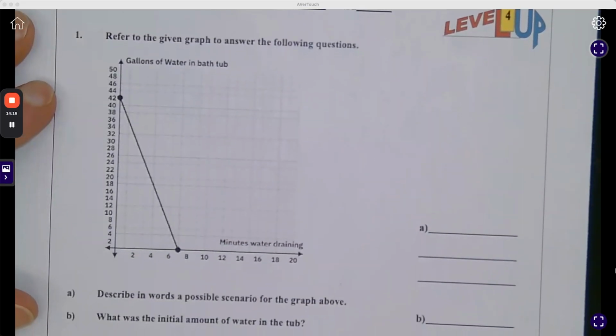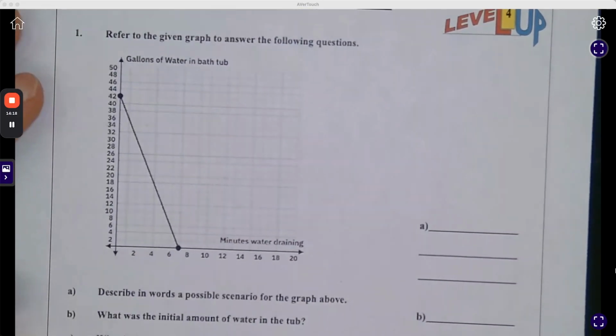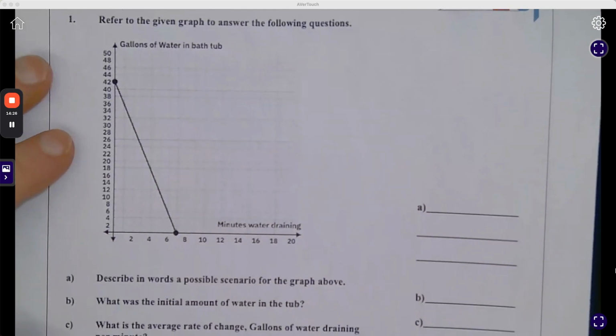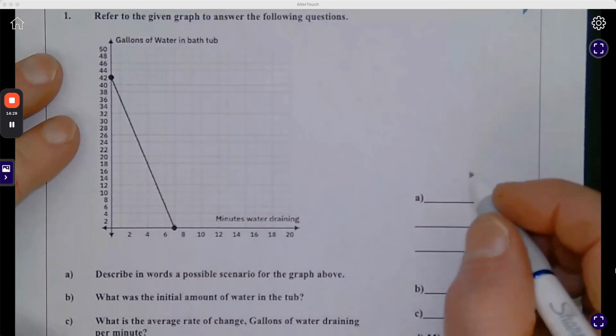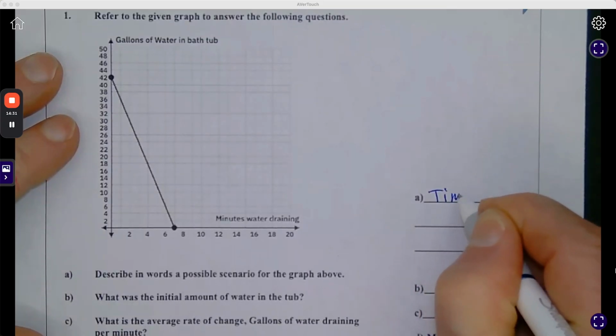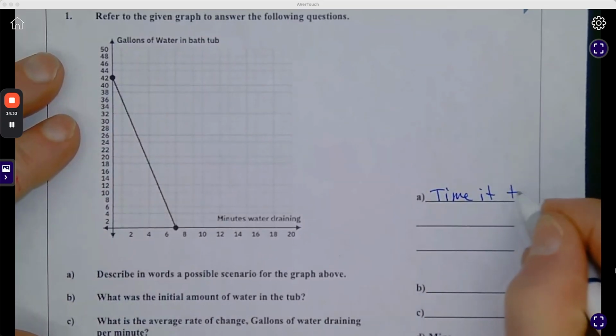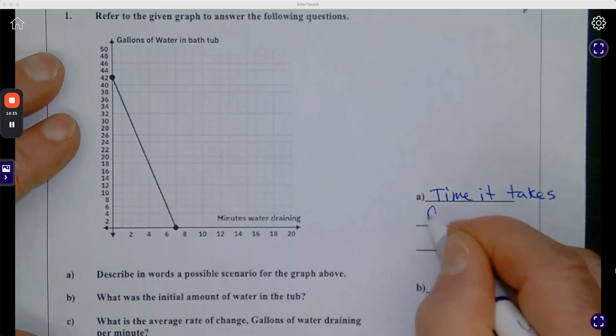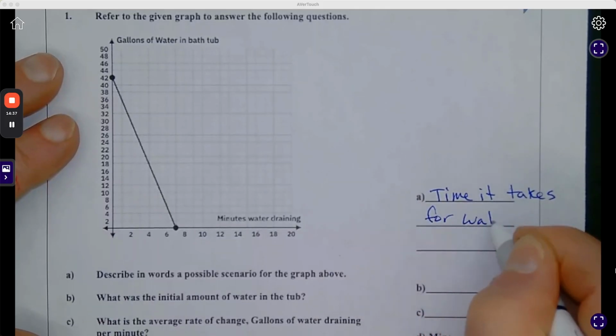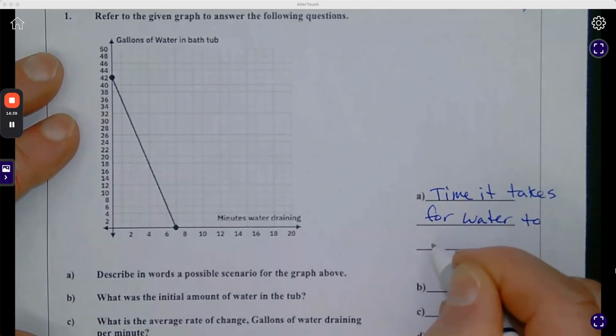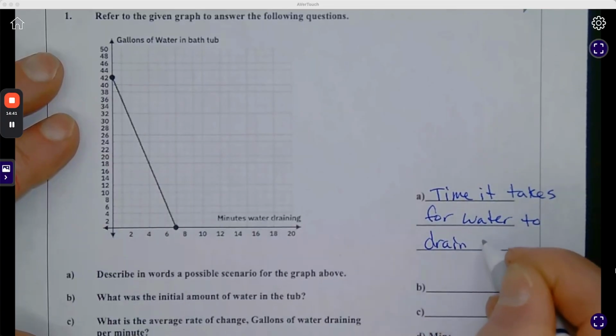Uh-oh. Gallons of water in bathtub and minutes draining. All right. So you took a bath, right? You pull the plug. This is how long it takes the water to drain out of the tub. So that's exactly what it's describing. Time it takes for water to drain from tub.